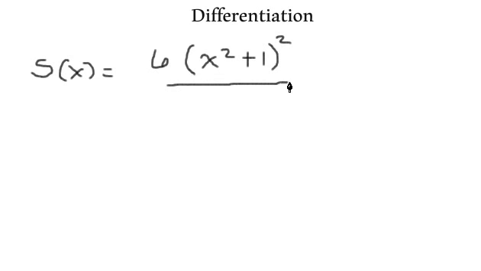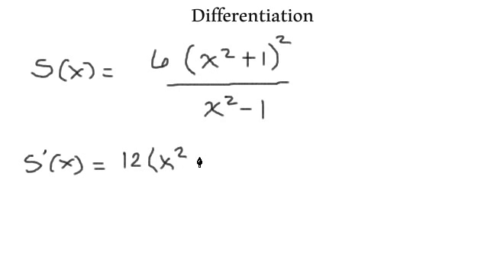Alright, let's look at another one here. We got s of x is equal to 6 times x squared plus 1 quantity squared, and that's going to be all over x squared minus 1. And we want to find s prime of x. So we take the derivative of the numerator first. That means we're going to have to take this 2, bring it out front, and 2 times 6 is 12.